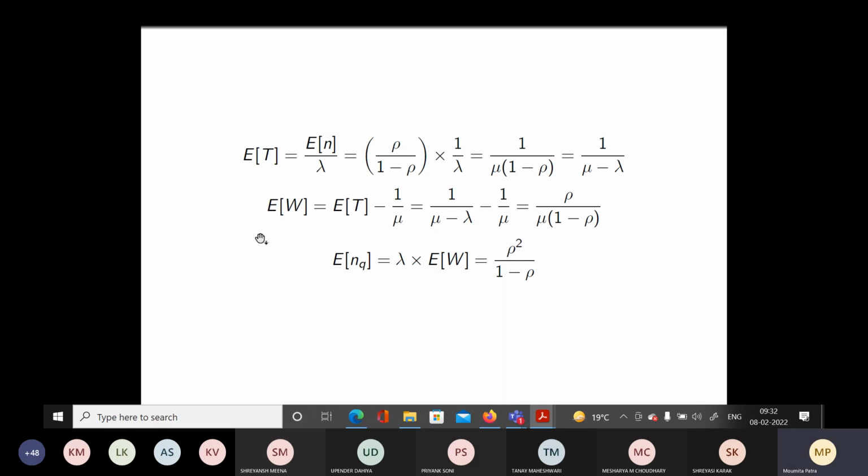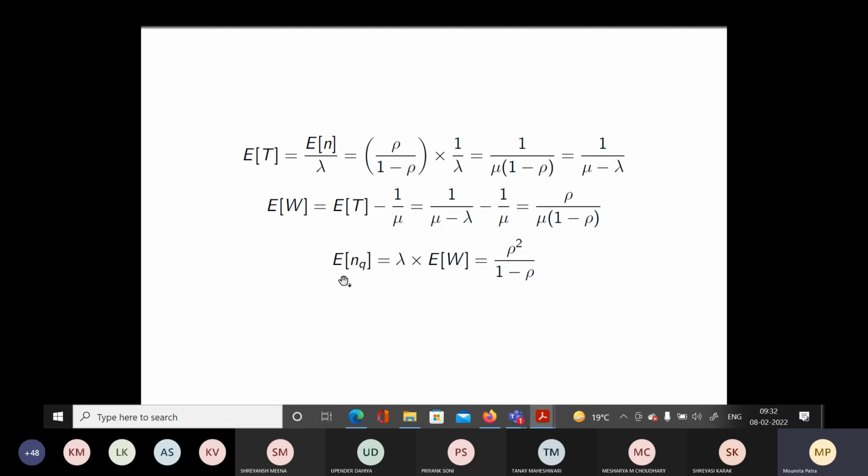Again, EW is the amount of time that the job spends in the queue of the system on average. So that will be equal to the amount of time the job spends in the system minus the amount of time that the job spends in the server for servicing. So that is E of t minus 1 upon mu, and it gives you rho by mu times (1 minus rho).